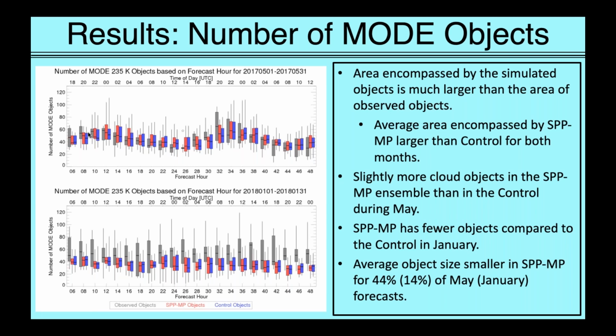So like I said, our average object size is smaller for the SPP-MP in about 44% of May forecasts and only 14% of January forecasts. That's because we had areas that were about similar, but much fewer objects in the SPP-MP. So we have larger objects here.